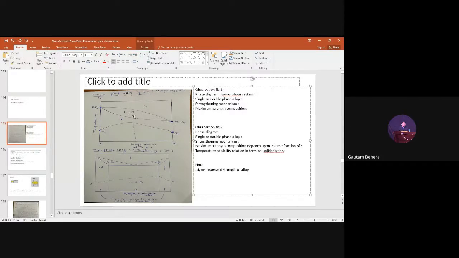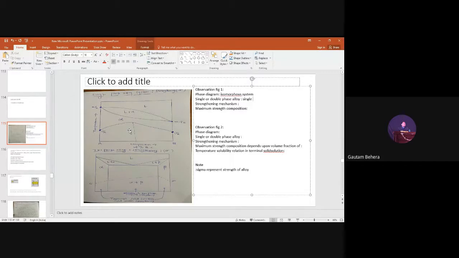Is this single phase or double phase? Single phase alloy. Okay, very good. Single phase. How single phase? How can you justify single phase? Because of homogeneous mixture.